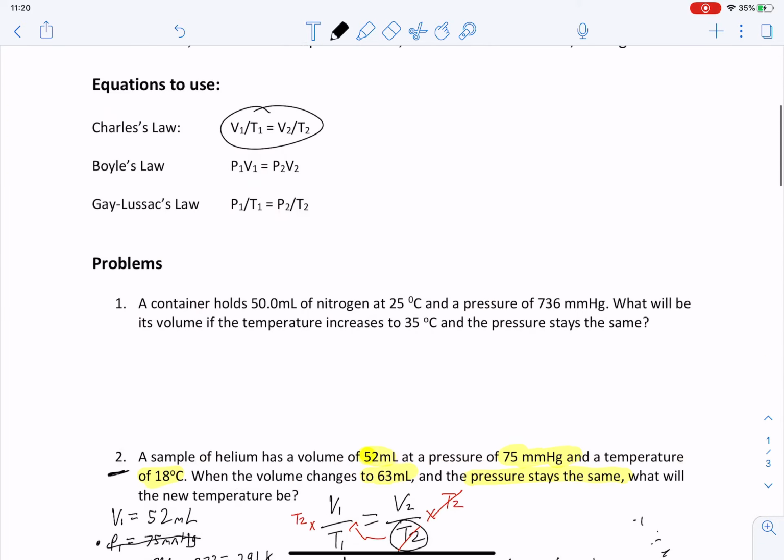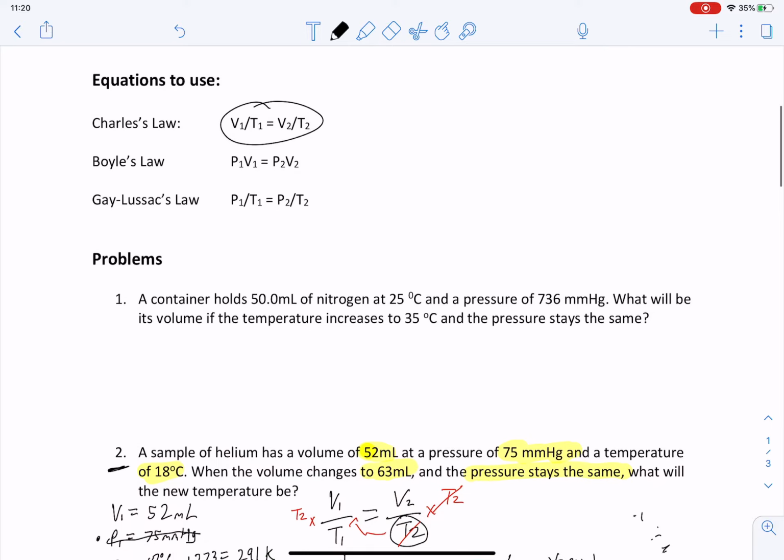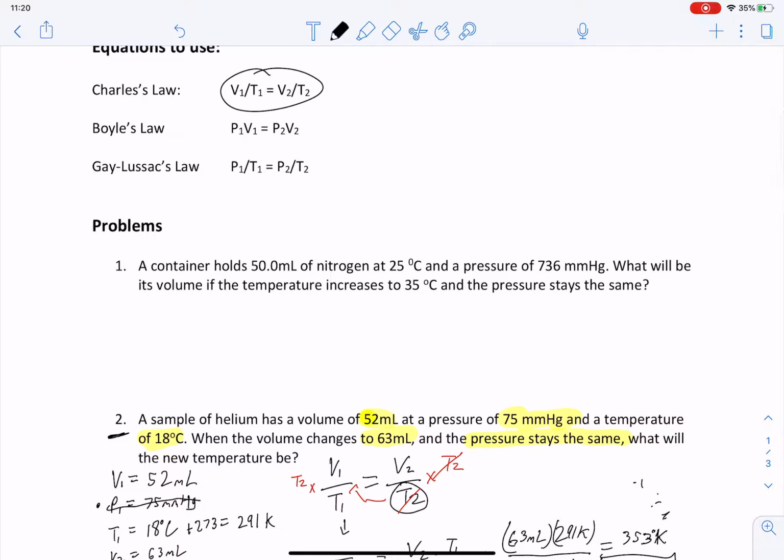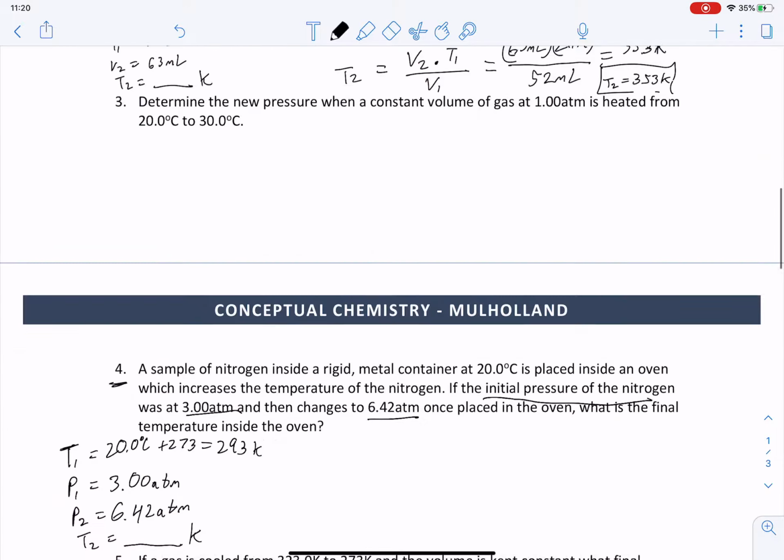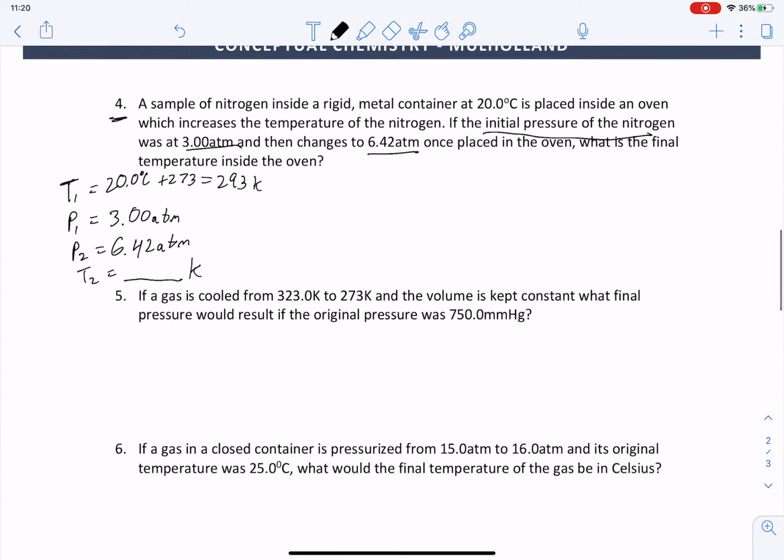So we can go back up to our list of equations. We are looking for things that have temperature and pressure. This is going to be Gay-Lussac's law. So Gay-Lussac's law is P1 divided by T1 equals P2 over T2. And we just did this with the last one, except with volume. And you have to make sure T2 is on the top.